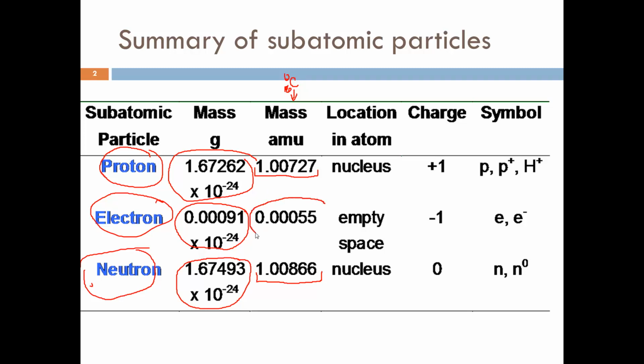Notice the mass of the electron is much smaller. The protons and neutrons are found in the nucleus, where the electrons are roaming around outside. Protons have a positive 1 charge, while electrons have a negative 1 charge, and neutrons have no charge at all. And then finally, let's not forget about our symbols, because they'll be used quite often.